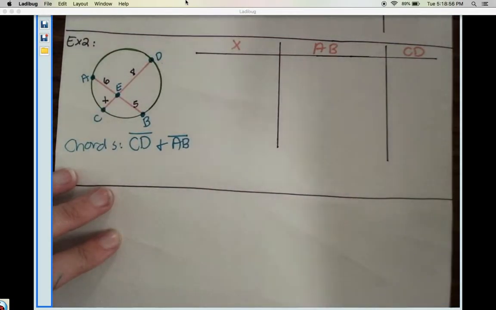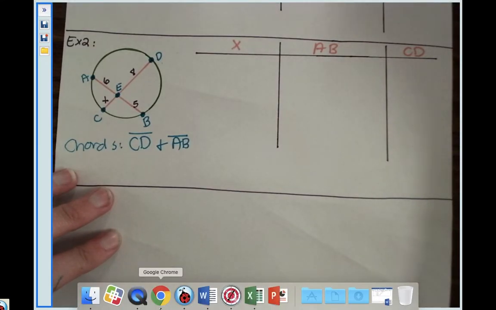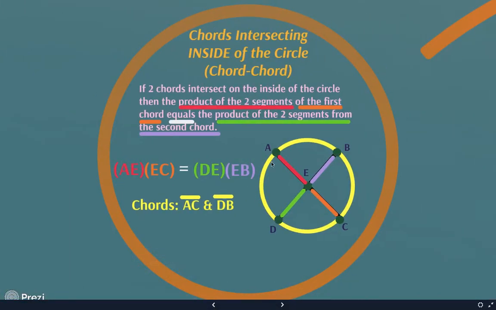All right, and remember, if we think back to that Prezi, if I multiply each piece of one chord, it will equal the other chord if I multiply both pieces of that chord. So AE times EC equals DE times EB. All right, let's get going.